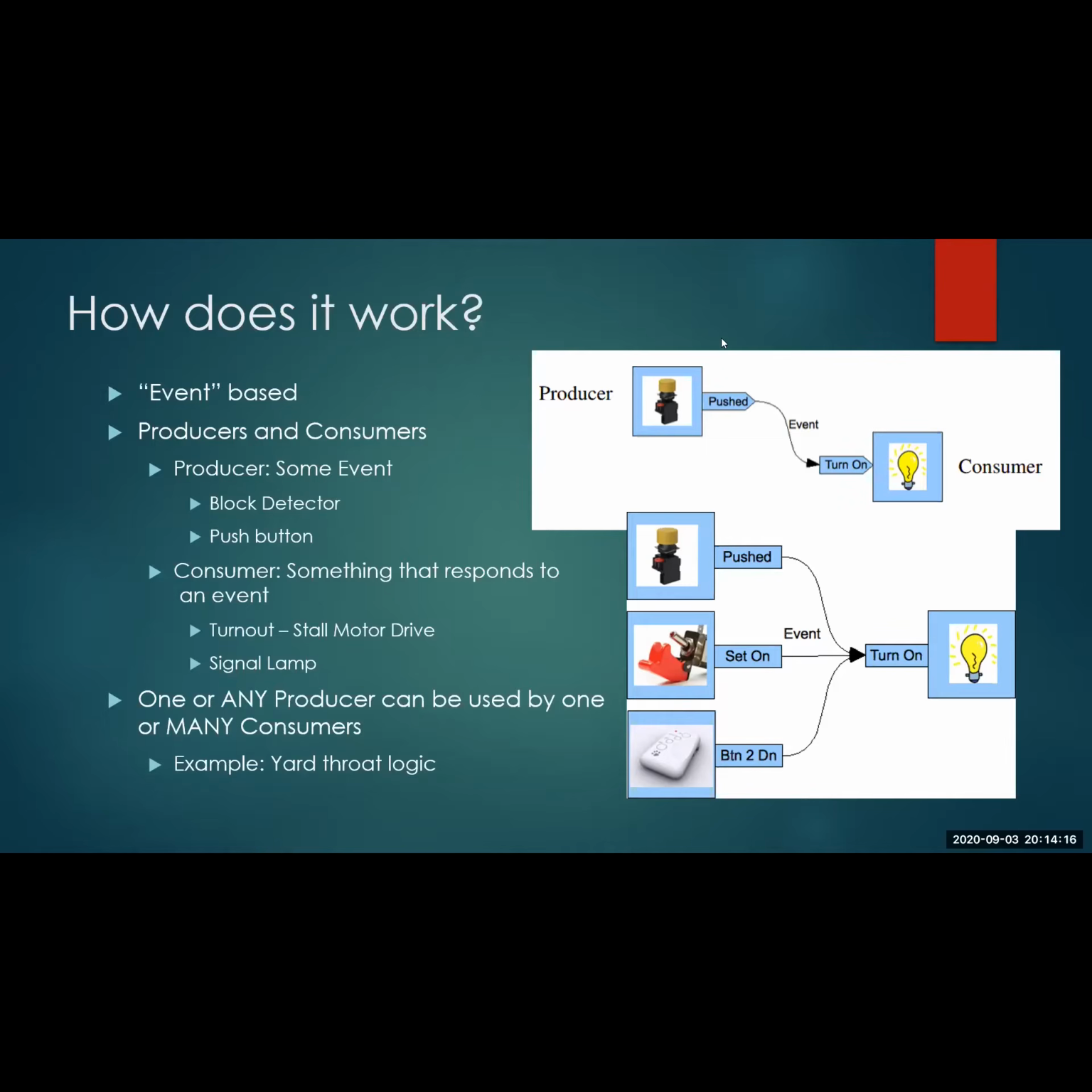So producers are block detectors and push buttons. Consumers are something that responds, like turning on a stall motor drive or a signal lamp. Any producer can be used by one or many consumers. An example of that would be yard throat logic. You could create a producer, a push button on your panel, or even out of JMRI, that says I want to use route 3 into my yard. Then all the turnouts are looking for that route 3 command, so the first one says normal, reverse, reverse, normal. It's naturally set up just to do that. Does that make sense?